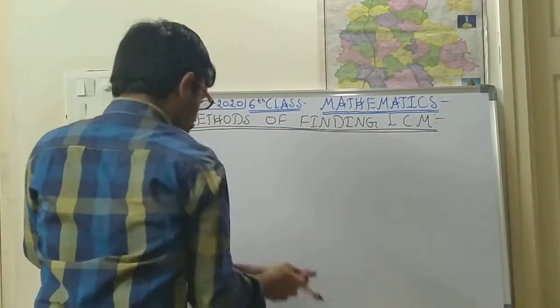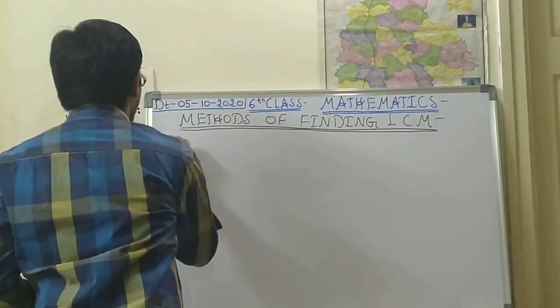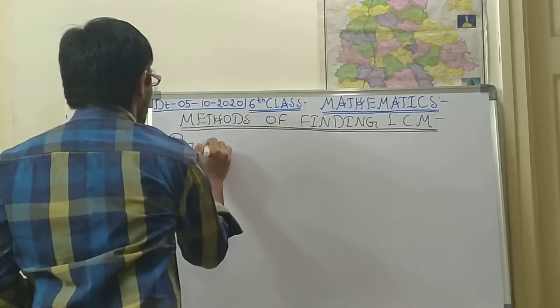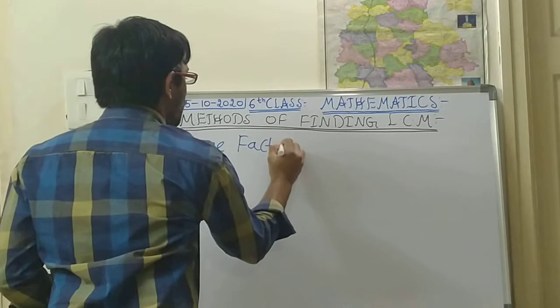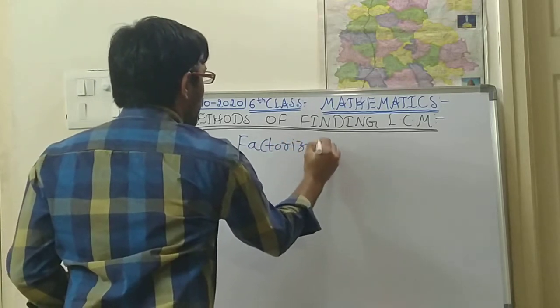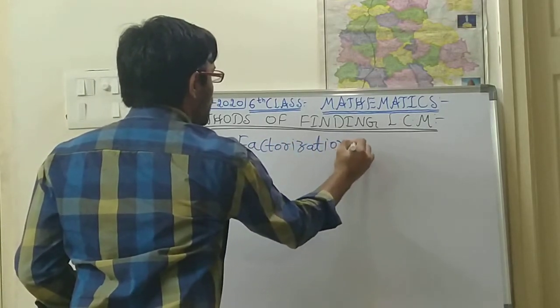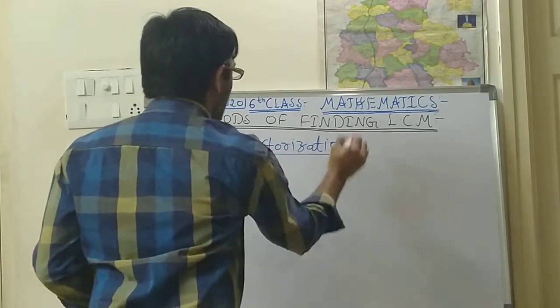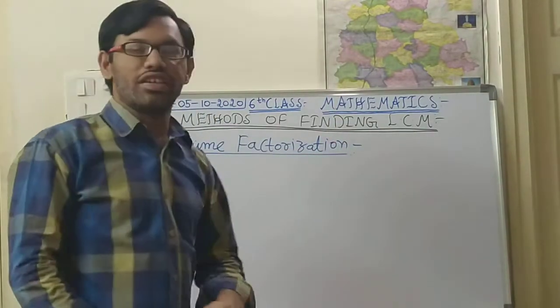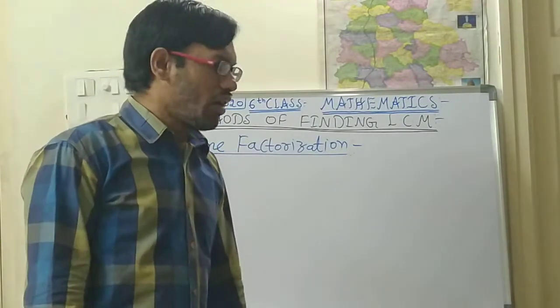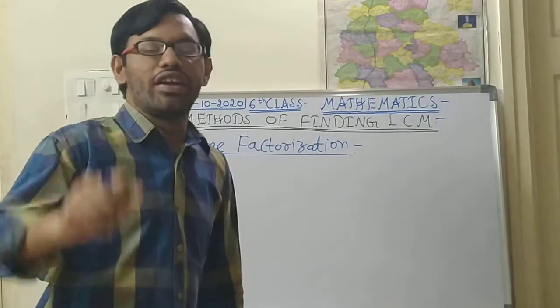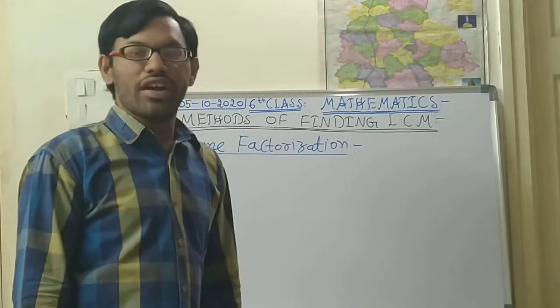So the first method is the prime factorization method. Please note down in your classworks, children, while I am writing. You can pause the video and note down. Already, while finding HCF, you have done the prime factorization method.